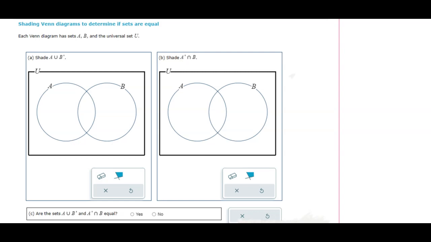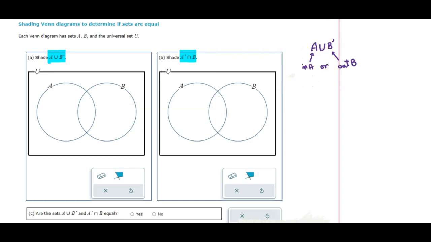Hey guys, so in this question we want to figure out the Venn diagram for A union B prime, as well as for A prime intersect B. All right, so let's start with A union B prime. I think this method will work. If I have A, I'm going to be in A. If I have B prime, it means out of B, sorry, and the union means or.